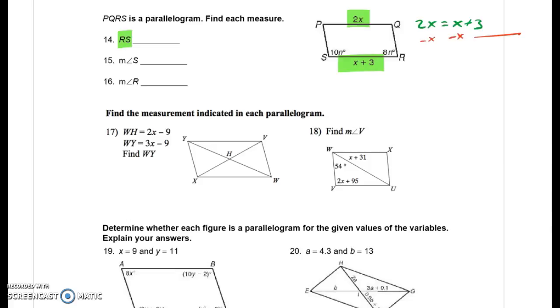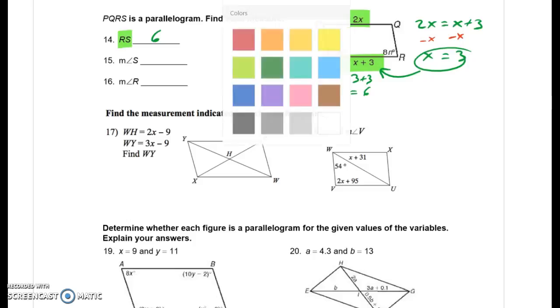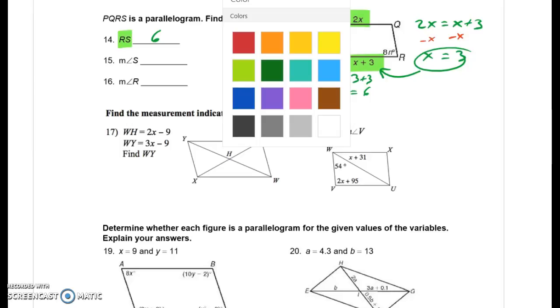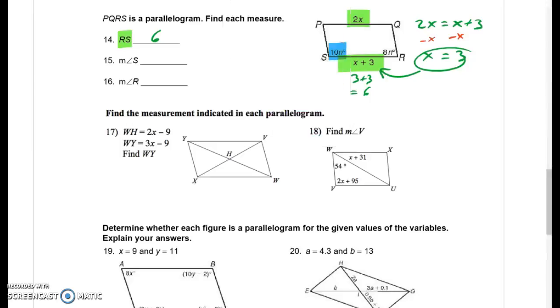You get the x equals 3. So you plug it back in. So you have that RS equals 3 plus 3, which is 6. Now we need to solve for S and R. By looking at them, we see that S is 10n and R is 8n. Remember, they are consecutive, right next to each other.